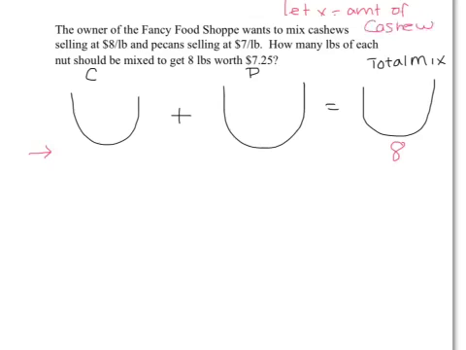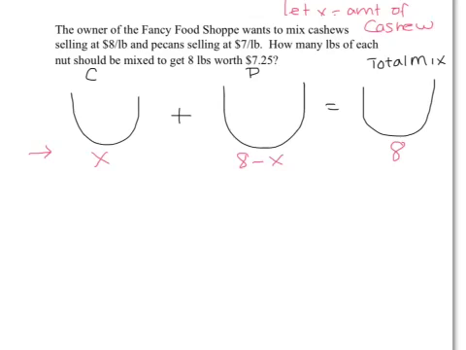All right, so as soon as I do that, I'm going to put the amount of cashews under cashews. So how do I find the amount of pecans? Well, remember, if I know the total is 8 and I know that cashews is X, then the pecans would be 8 minus X. Okay, so that's the amount.